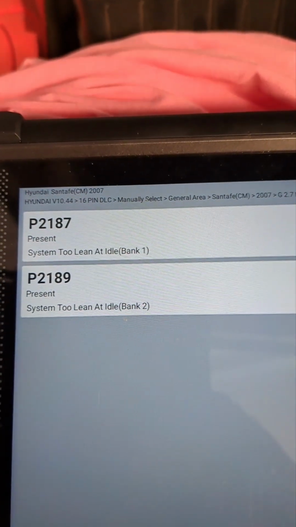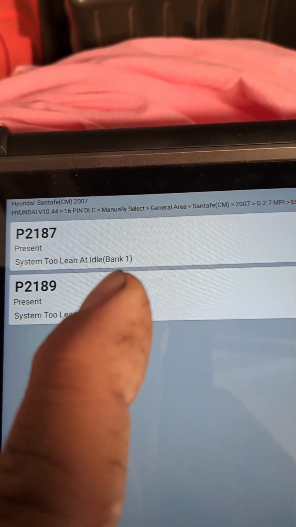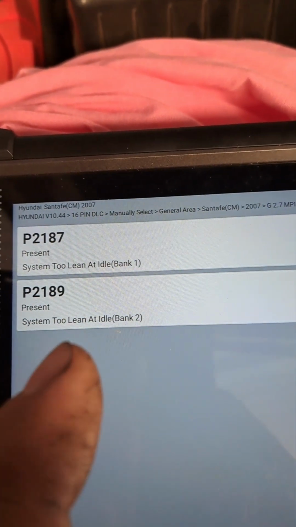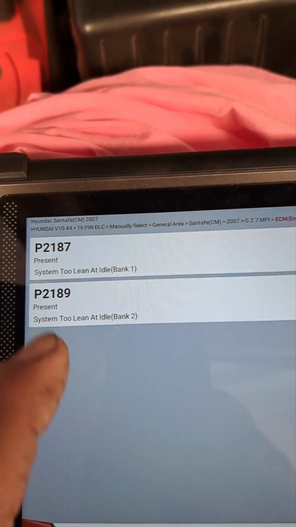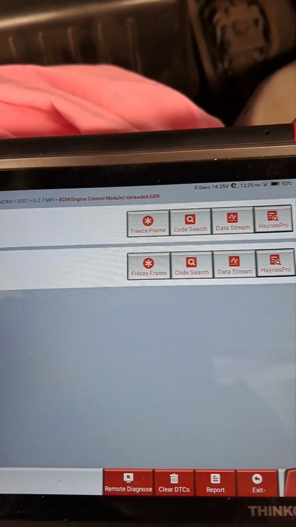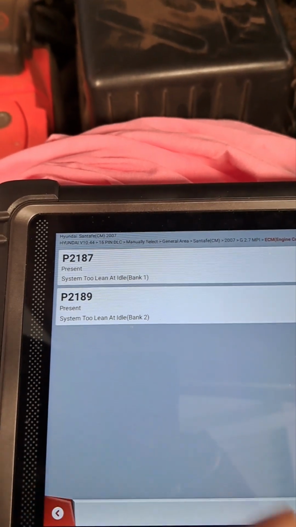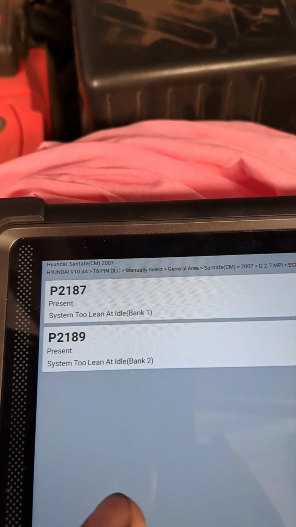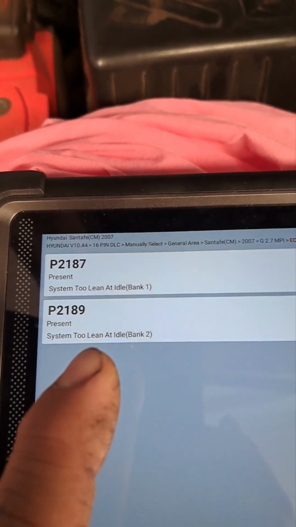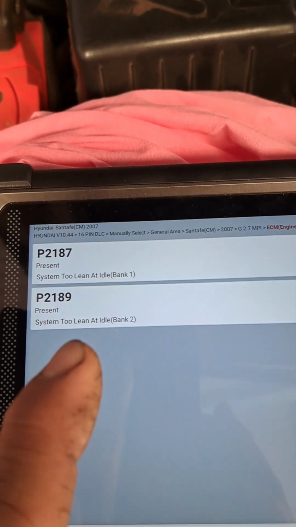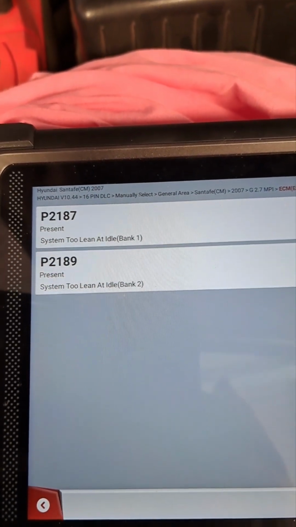Now, this is a V6, so it's interesting to know that the System 2 Lean at Idle Bank 1 and System 2 Lean at Idle Bank 2 are both present, active. It's happening right now, okay? So I know these codes. I'm not going to go and Google them and see what all that is. Basically, it means that the computer is seeing that for some reason the engine is getting too much air. It's a vacuum leak, basically, okay?